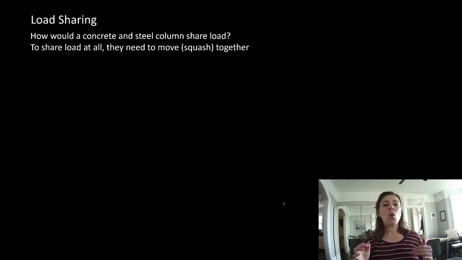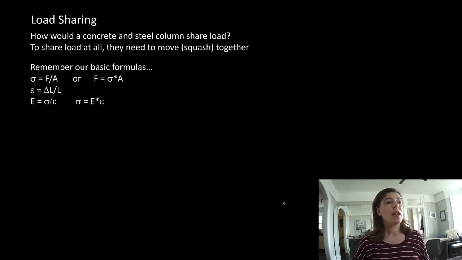So if they're squashing together, we know we're talking about strain. Remember, strain is a representation of deformation, or change in length divided by the original length. So that's the squashing. You guys remember our basic formulas: stress equaled force divided by area. We can rewrite that as force equals stress times area.